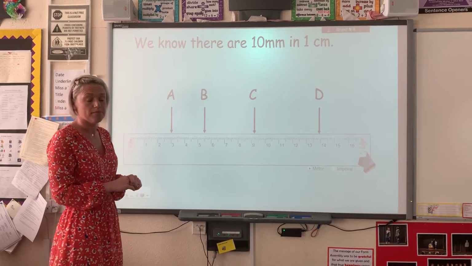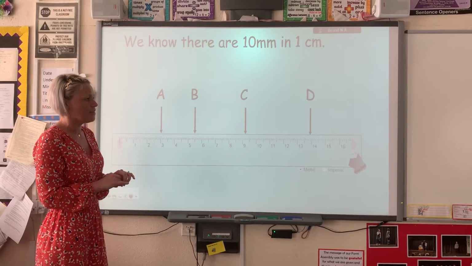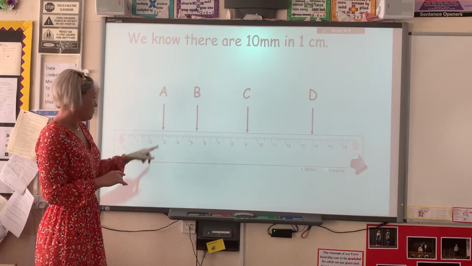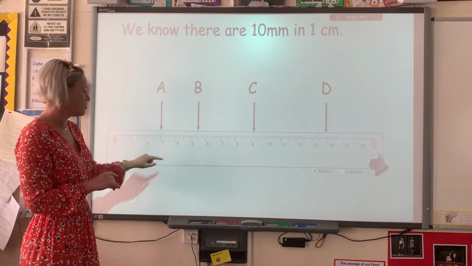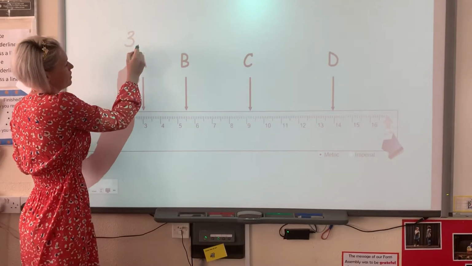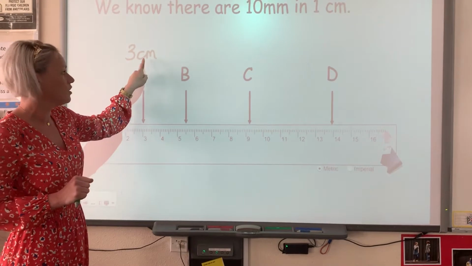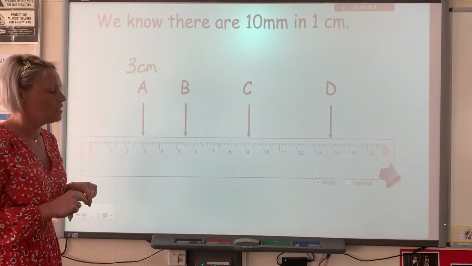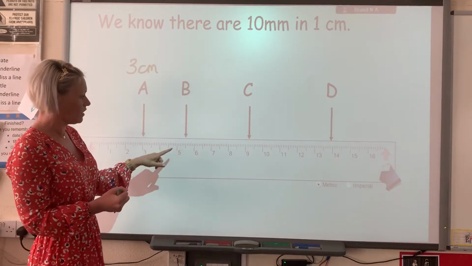So we know there are 10 millimetres in 1 centimetre, so let's have a little look at the length of these letters. So first of all, A. Now we can see the arrow there is pointing straight down, and that's showing us that the length there is 3 centimetres. Now you must remember to put on your unit. So you must remember to put on your centimetres at the end. It's a good habit to get into. Let's have a little look at B now.